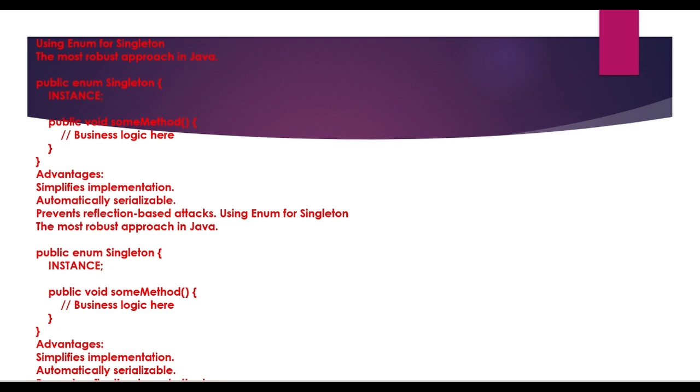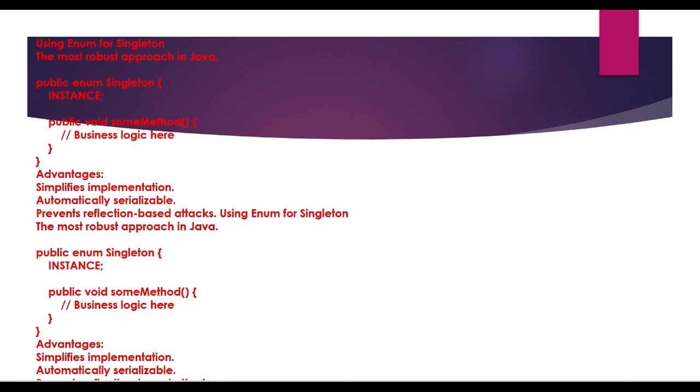Now this is another best way to create a singleton. It is called the most robust approach. In this approach, you must have heard of enum. So an enum is used for creating the instance. If you see this, there is an instance variable over here, and then you have a void method with whichever logic we have written.